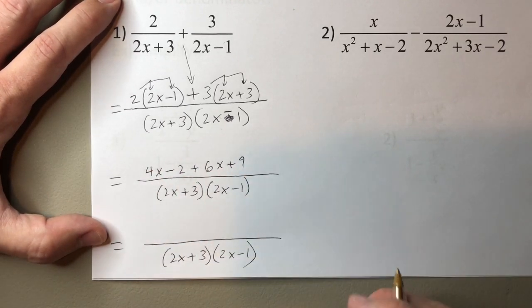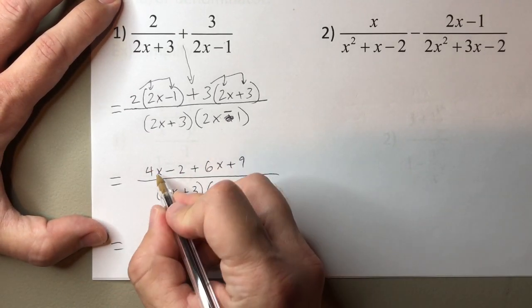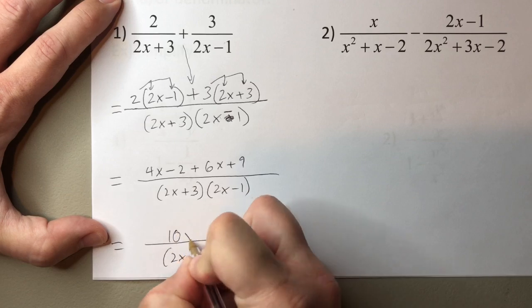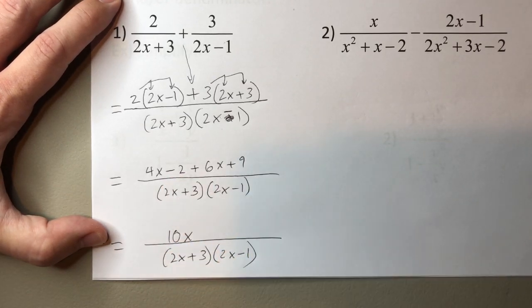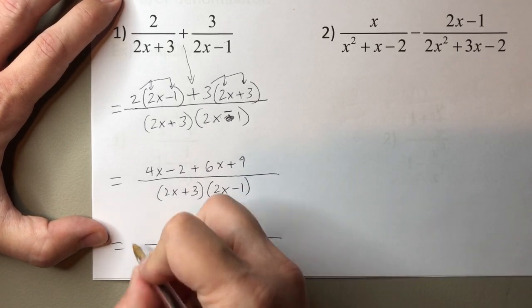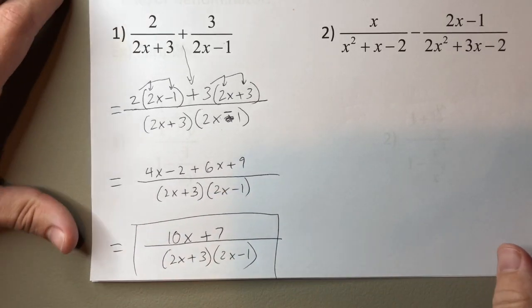But we do need to combine like terms on top. So 4x plus 6x, 10x, minus 2 plus 9 is plus 7. And we're finished with the first example.